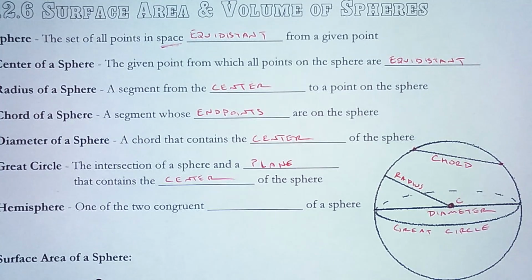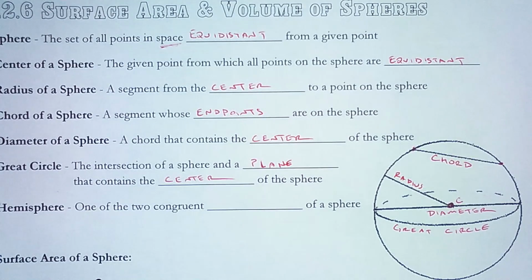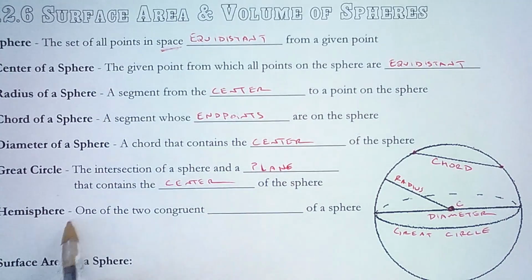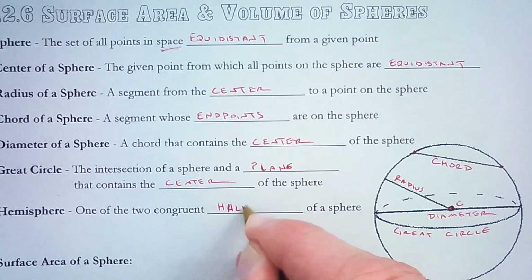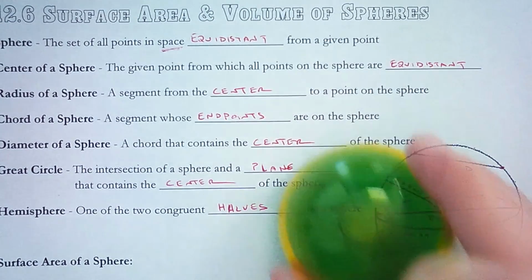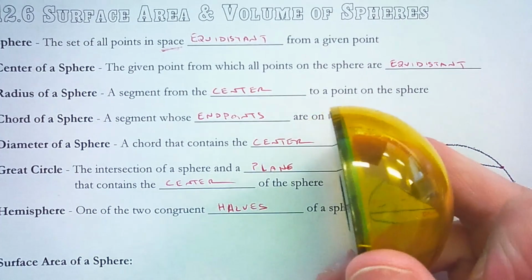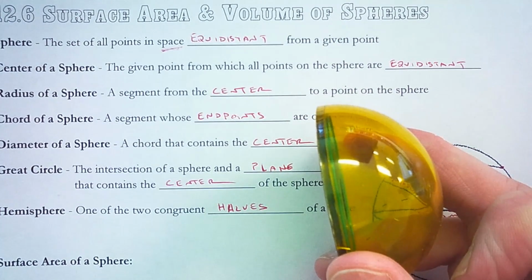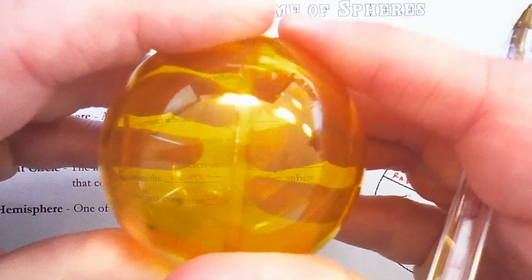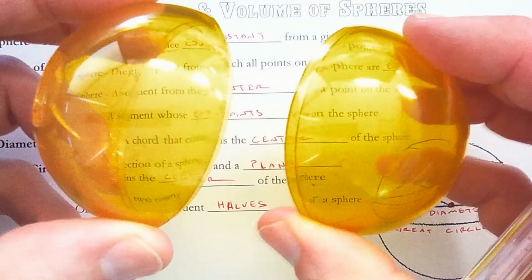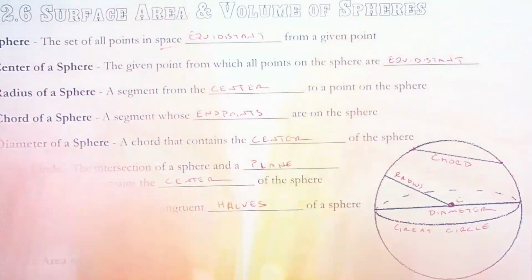On the Earth, a great circle could be any line of longitude. It could also be the equator. Okay, so it's the largest circle that could fit on any given sphere. A hemisphere is one of two congruent halves of a sphere. So this right here is a half of a sphere. This is a hemisphere. So either of the two congruent halves of a sphere. Okay, so if I take this sphere apart, now I have two congruent halves. These are both hemispheres.